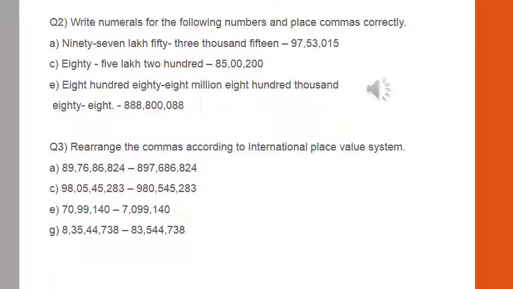Now you can see the E part also. In the E part, we take 099 as 3 digits and 140 as 3 digits, so 7 is left alone. So 7 comma 099 comma 140.